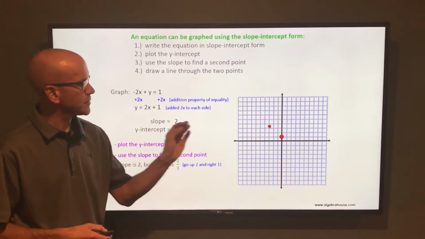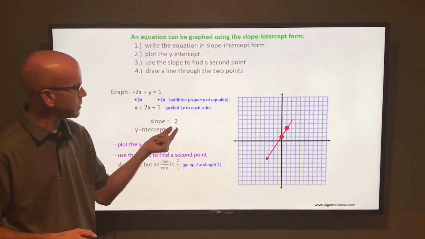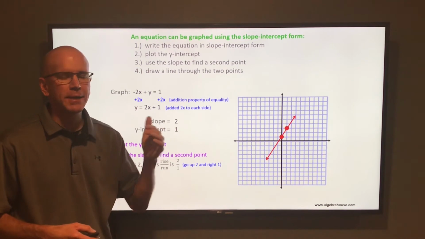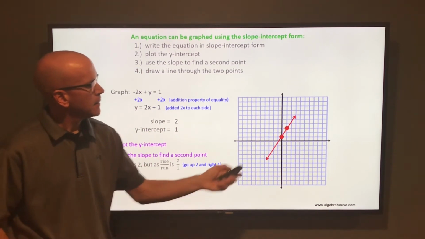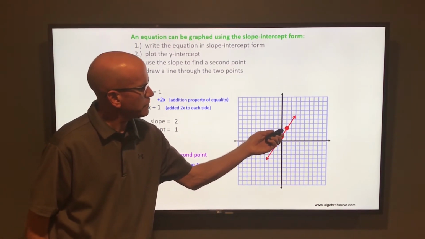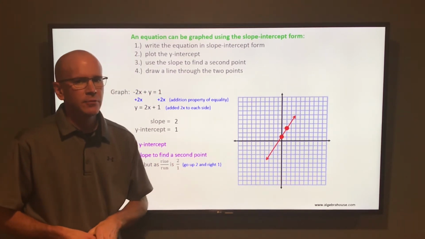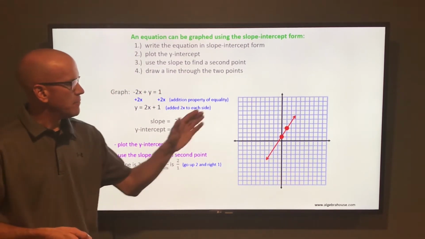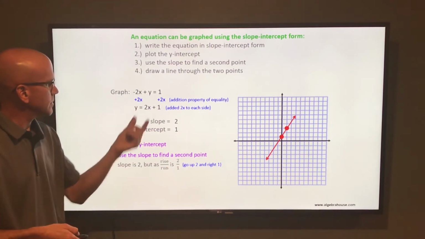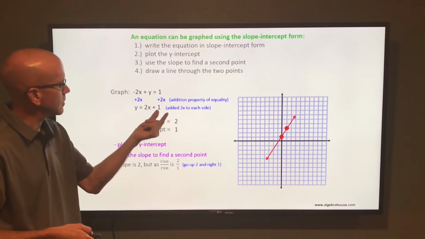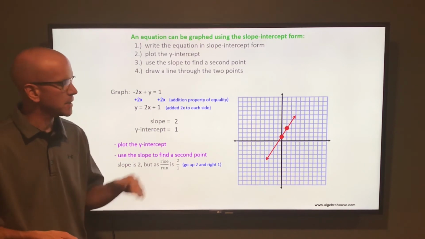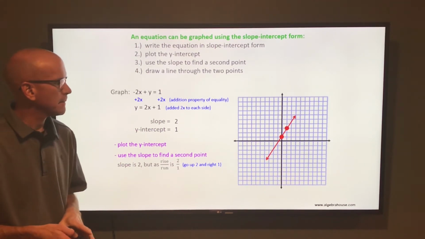So we put the y-intercept down first. We use the slope, which it says there is 2, but that's the same as 2 over 1. The rise was 2, we went up 2. The run was 1, we went to the right 1, put another point down, and drew a line through those 2 points. That is the graph of this -2x plus y equals 1, and it's also the graph of y equals 2x plus 1, because those 2 equations are the same.